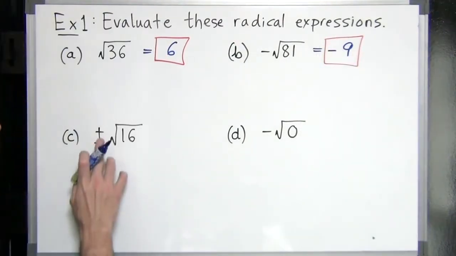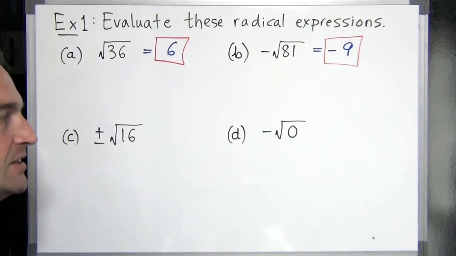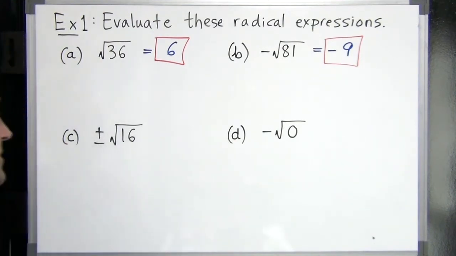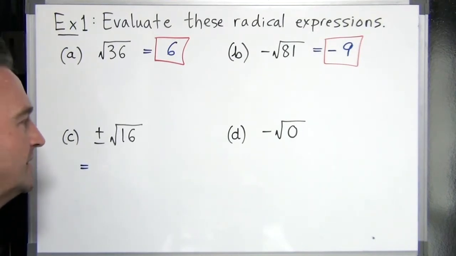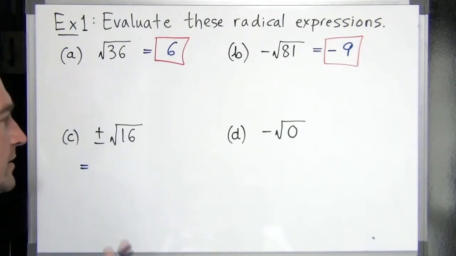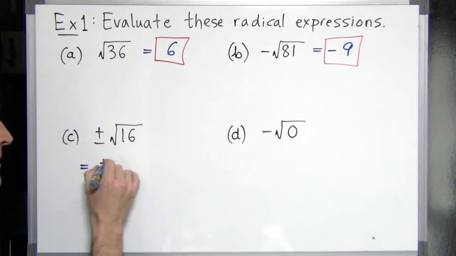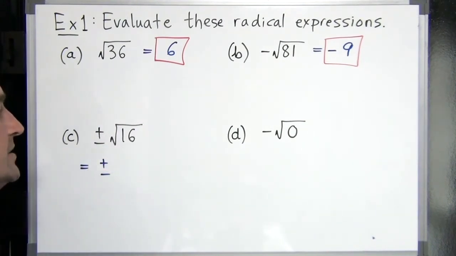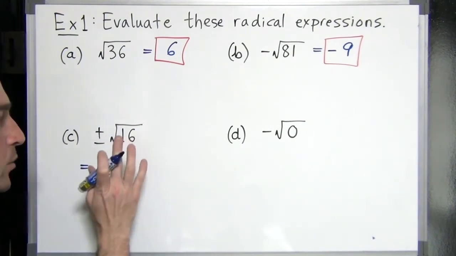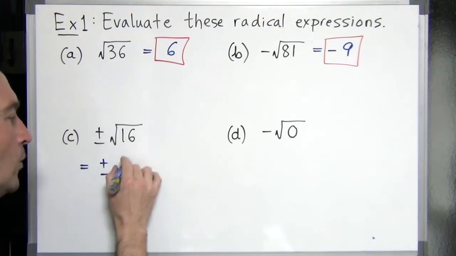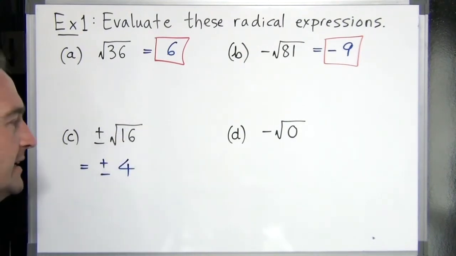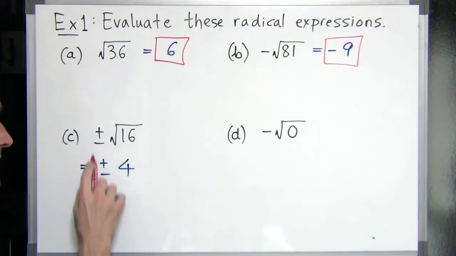C, we say this plus or minus 16. This is actually asking two questions. What is the positive radical of 16 and what is the negative radical of 16? The plus or minus again copies down, okay? Two questions, we're going to get two answers. And radical 16 is 4, okay? 4 times 4 equals 16. That is the correct answer here.